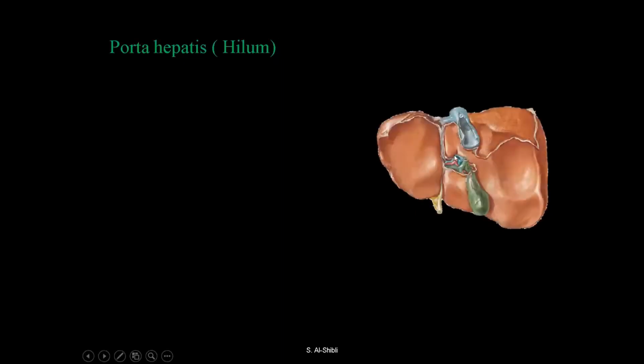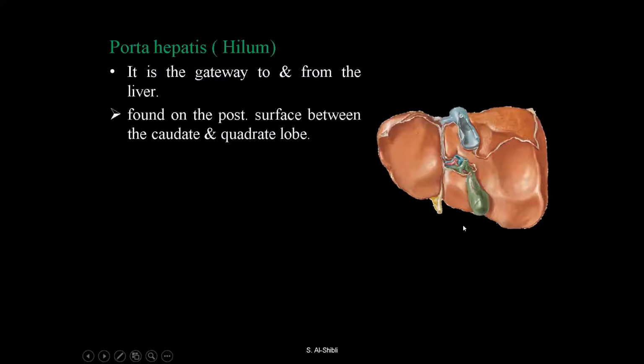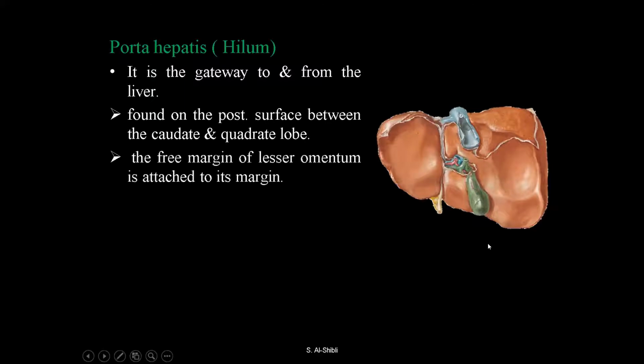The porta hepatis, here is the porta hepatis. Okay, it is the heart of the liver or the hilum. Any structure leaving the liver or entering the liver is in the porta hepatis. I will repeat, any structure leaving or entering the liver is placed in this heart of the liver, the porta hepatis. So it is a gateway to and from the liver. Where is it? In the posterior surface between the caudate and the quadrate lobe of the right lobe. Okay, here we will find the free margin of the lesser omentum.